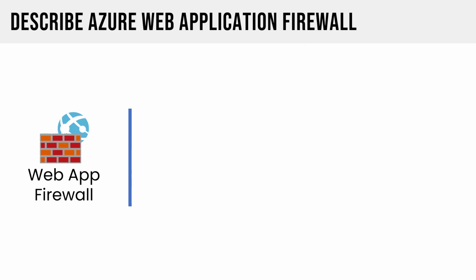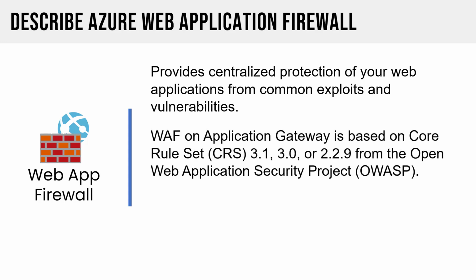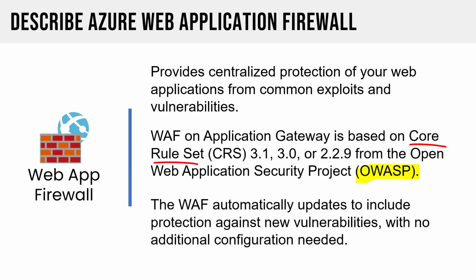Web App Firewall, or WAF. This provides centralized protection of your web apps from common exploits and vulnerabilities. And the WAF on an application gateway is based on the core rule sets from OWASP, the Open Web Application Security Project. And with these rule sets, the WAF automatically updates to include protection against new vulnerabilities with no additional configuration needed.